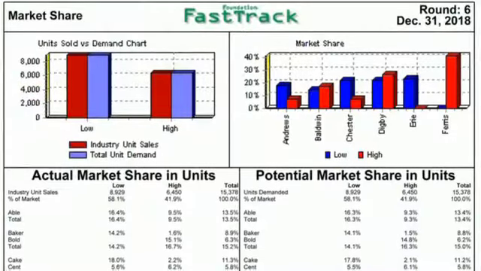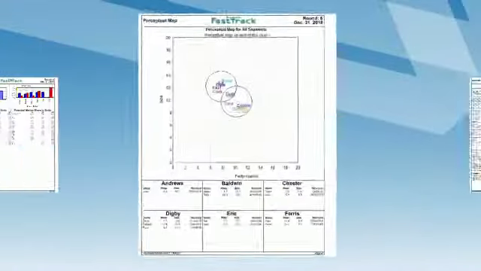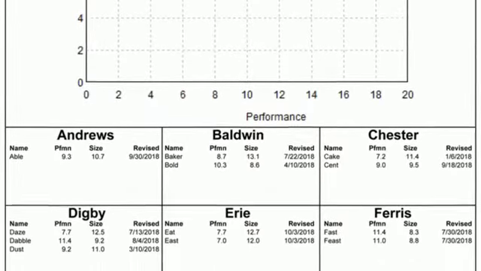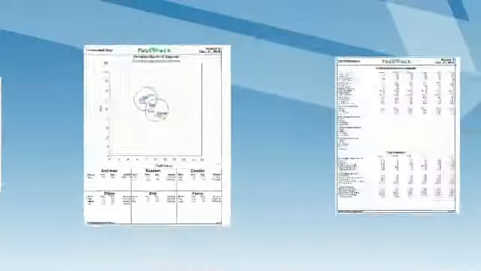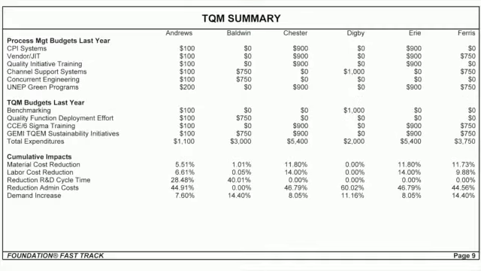The market share report breaks out sales and potential sales product by product. The perceptual map displays all products in both segments. A table at the bottom lists the exact coordinates. The human resources and total quality management summaries show the impacts of investments in these optional modules. Check your simulation dashboard to see if the HR and TQM modules are enabled. The HR Summaries Productivity Index is a measure of how effective your workforce has become due to your training and recruiting policies. The TQM Summaries Impacts shows the cost advantages that result from your TQM investments.